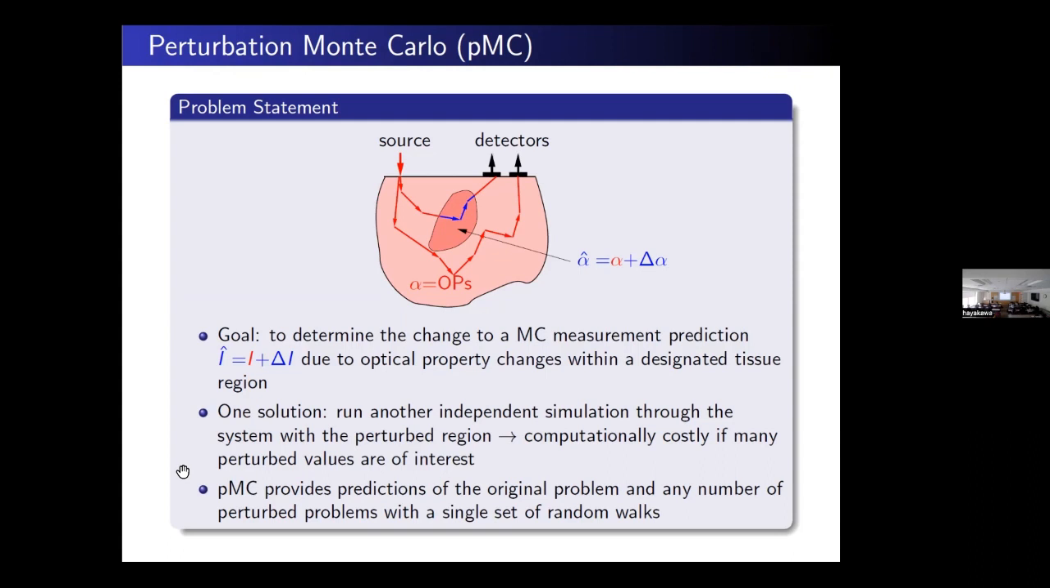Perturbation Monte Carlo is a method to determine the change to a measurement due to changes in optical properties within the tissue. And one way, if you didn't have perturbation Monte Carlo and you wanted to see the difference between the measurement at this detector with solely the light pink tissue compared to the measurement at the detector with the light pink and the dark pink, then one way is you could run a simulation with just the light pink, and then you could run another simulation with the dark pink.